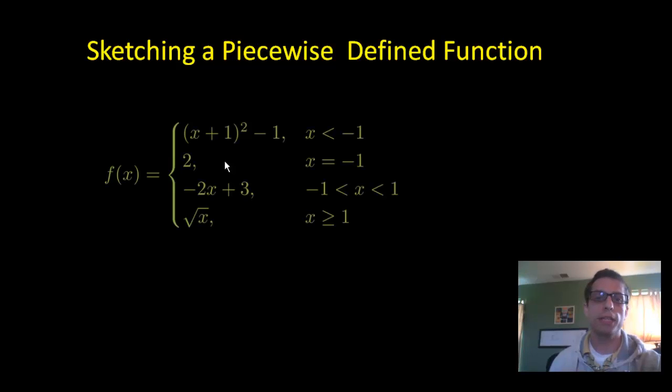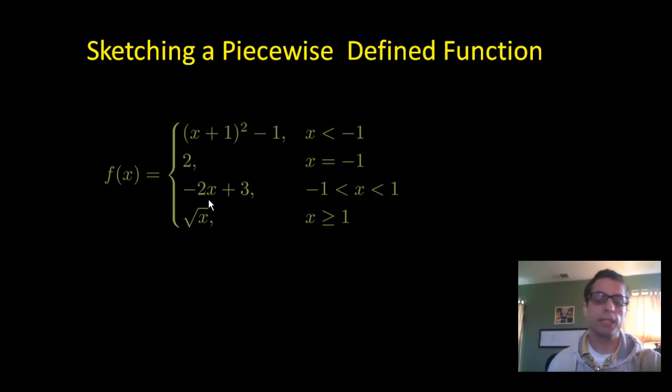So let's go ahead and take a look at this function. It is actually a pretty complicated one that you'll probably see in class. It has four pieces. You have the (x+1)^2 - 1, which is a transformation of x squared. You have 2, negative 2x plus 3, and then the square root of x.